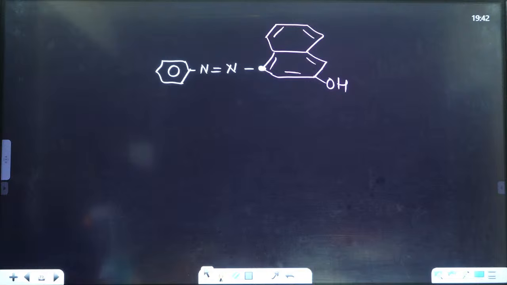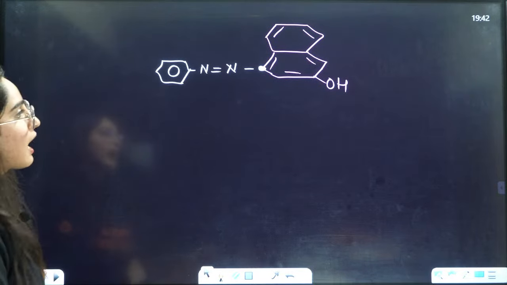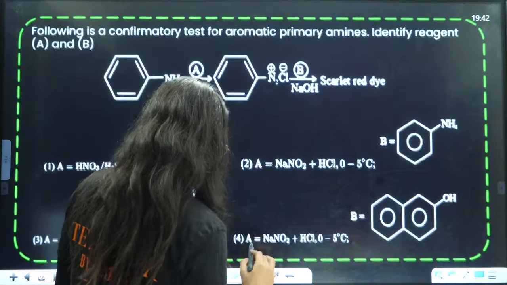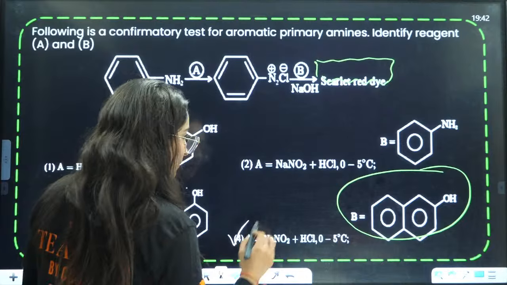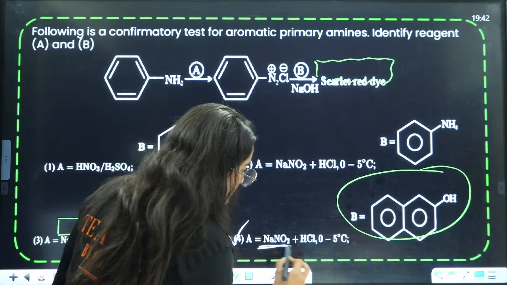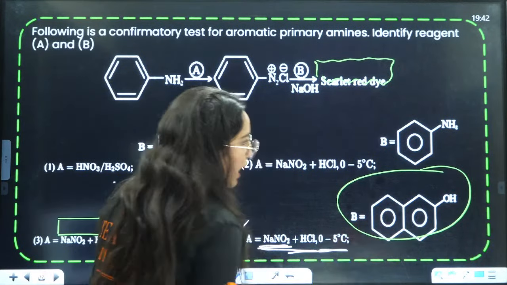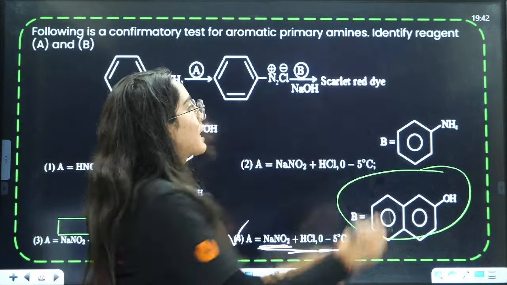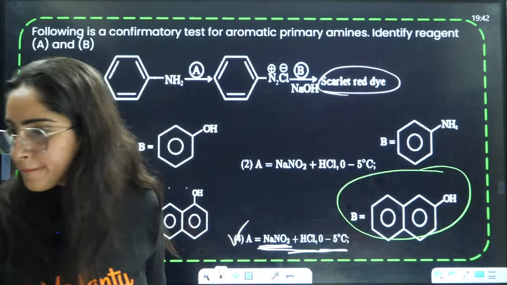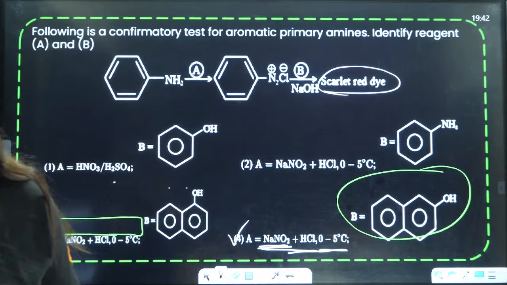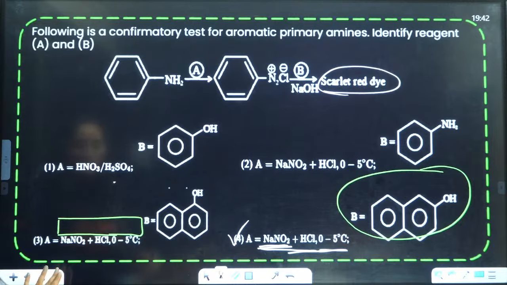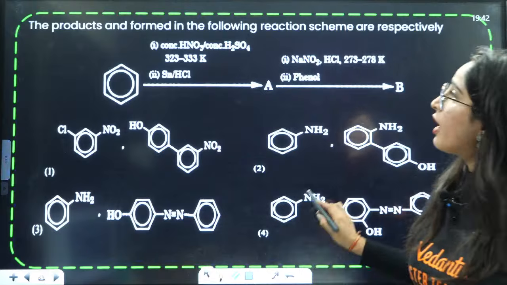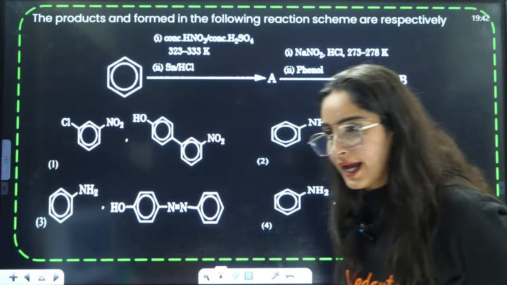Is that clear to everybody here? This is your scarlet red dye that is formed. So fourth will become the correct answer, because here it is NaNO2 HCl at 0 to 5, and here this is the B that they are using to form the scarlet red dye. Okay? Coupling reaction.